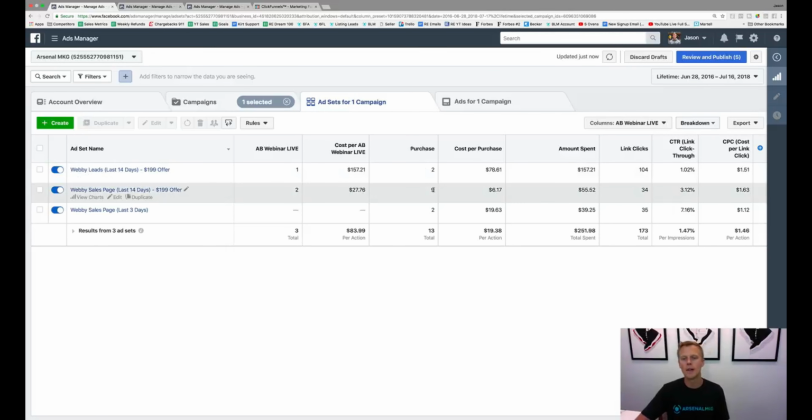Now you look at this one, we have 9 purchases at $199. That's like, what is that, $1,800? It costs us $6.17 per purchase, and we've spent a total of $55. So we spent a total of $55, and we've made $1,800 from this campaign right here.